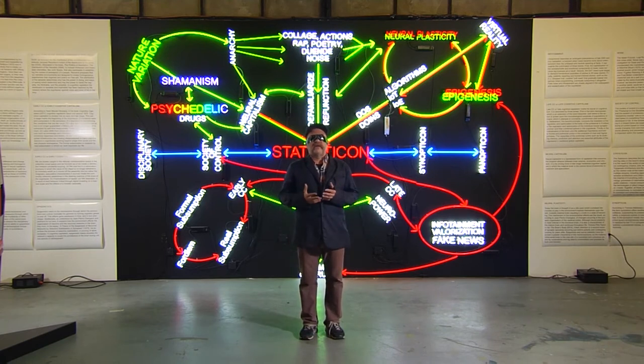I am standing in front of my Statisticon diagram. It's a neon. The reason I'm blindfolded is that because it's a diagram, I'm arguing through this performance that it's a diagrammatic memory. It's a kind of network memory, the kind of memory that all of us are using.